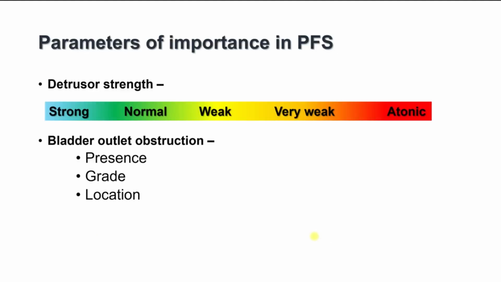Now, in pressure flow study, we are actually looking for two predominant parameters. One is we want to assess the detrusor strength. That is exemplified by the detrusor contractility index. This works irrespective of whether there is an obstruction or not. The second parameter we are looking at is bladder outlet obstruction. We want to know whether it's present or not. If it is there, how severe is it? And thirdly, we want to decipher the location of obstruction.